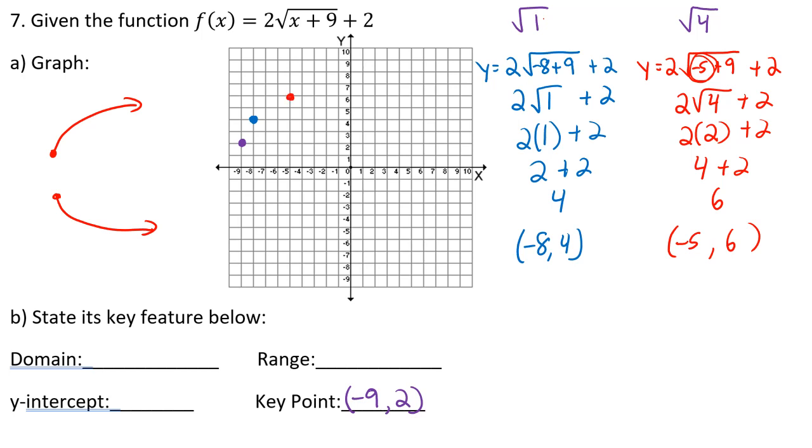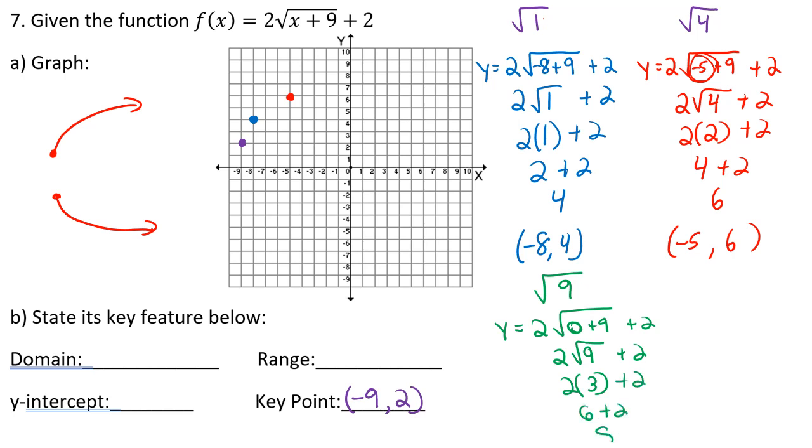And once again, this is good enough for Mr. Sika. But if some of the other teachers would like you to go to the square root of 9, then this is what you'll do. You want to ask yourself, what number plus 9 will equal 9? It will be the number 0. So we get the square root of 9. The square root of 9 is 3. 2 times 3 is 6. 6 plus 2 is 8. So we have 0, 8 as one of our points.